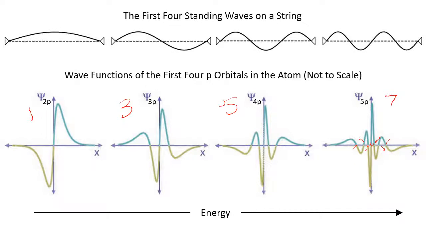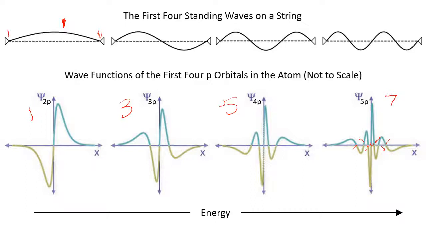This is the lowest energy one here on the left, and it doesn't cross the x-axis at all, except at those fixed points. And we know that in this example of a vibrating string, the string is actually tied down or fixed in space at either end. So we're not going to consider these endpoints as actually crossing the x-axis.